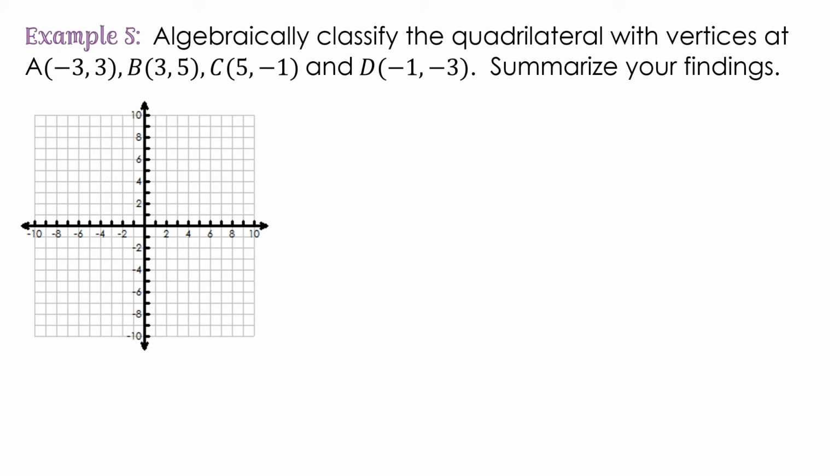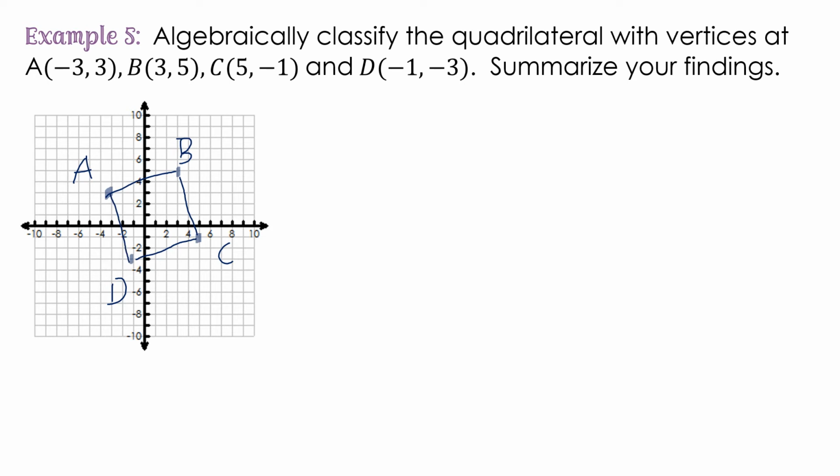All right, let's look at another example. So again, we're given the coordinates, so let's get those graphed. We've got -3, 3, 3, 5, 5, -1, and -1, -3. All right, so A, B, C, D. Let's connect.